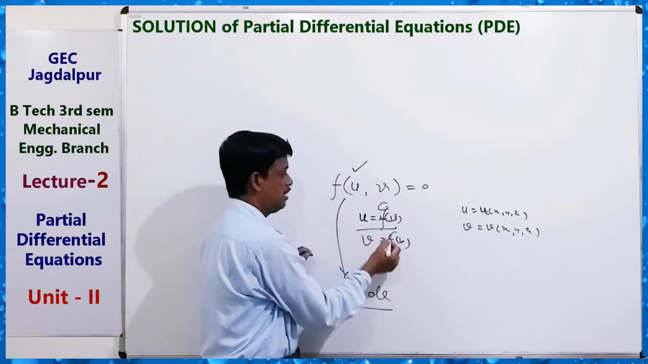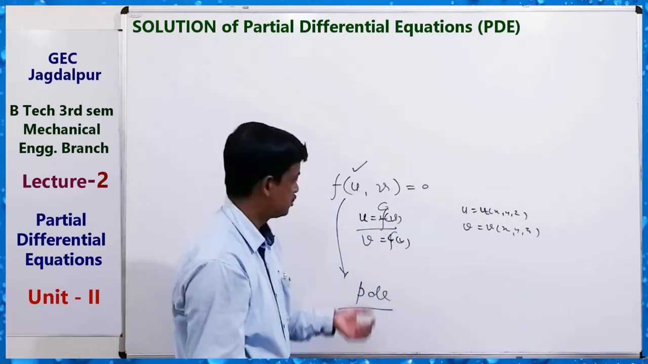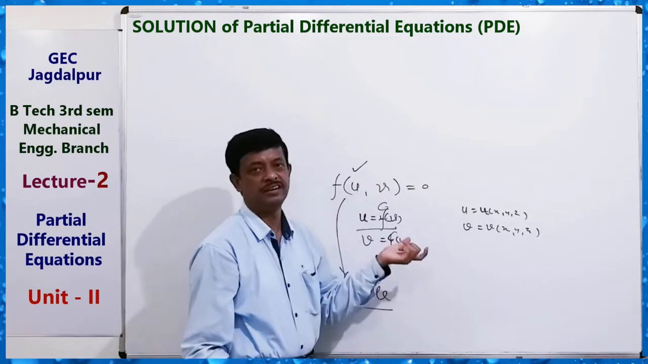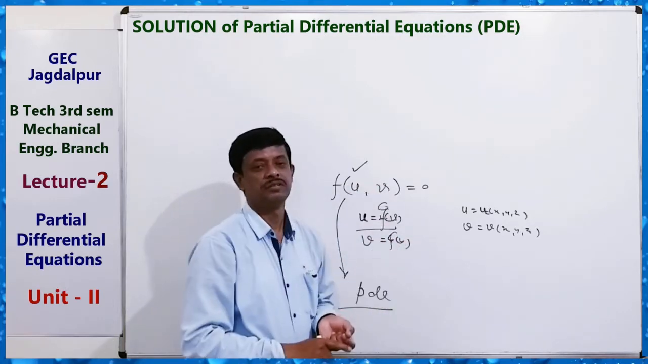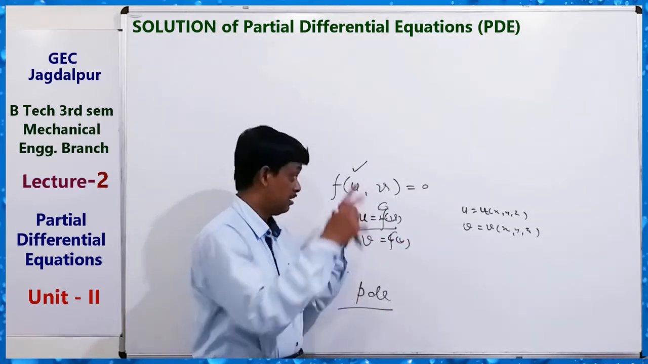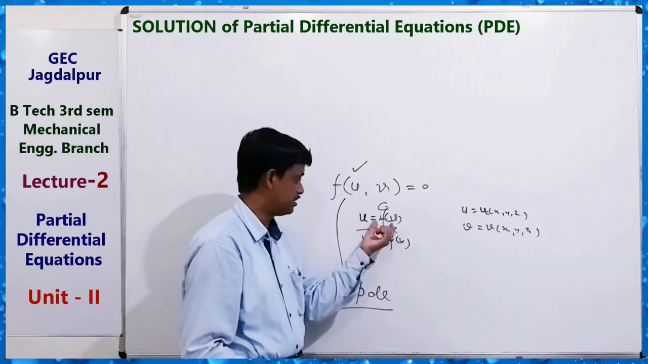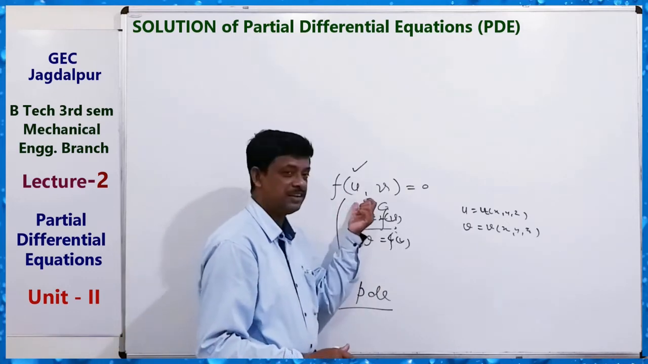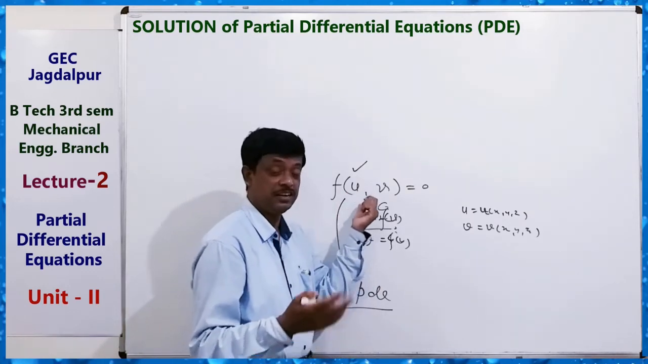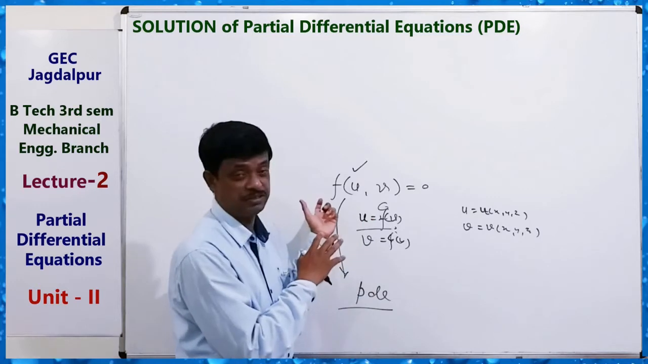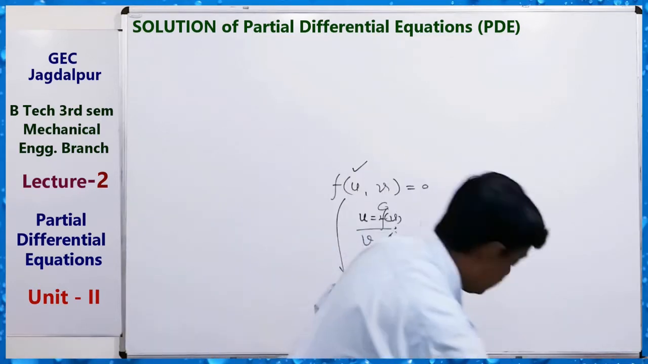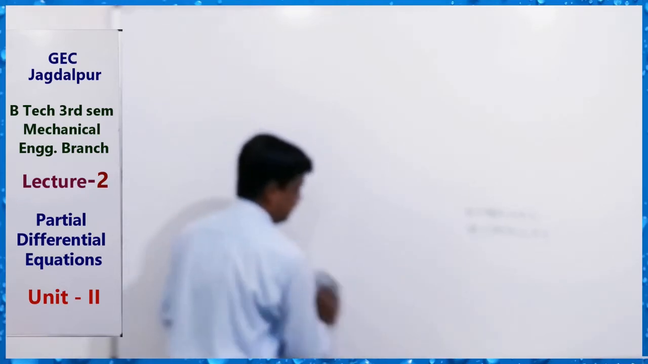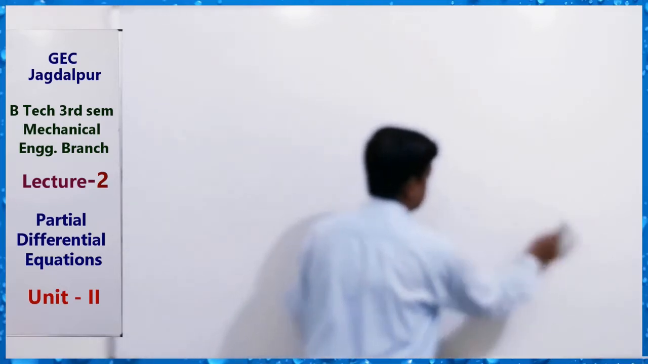Here psi, phi, anything. So u is related to v, v is related to u, u and v are related. So this is a solution of a partial differential equation. This solution contains arbitrary functions phi, psi, f, etc. So this can be treated as a general solution, general integral, a complete solution. So these types of solutions are defined for partial differential equations.